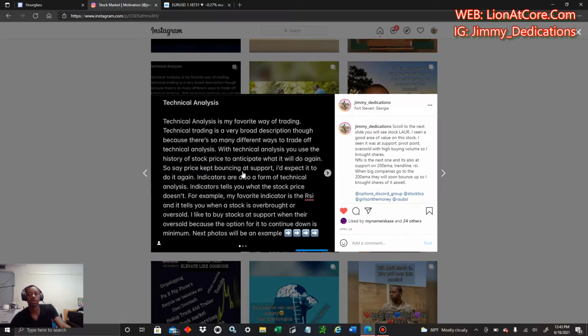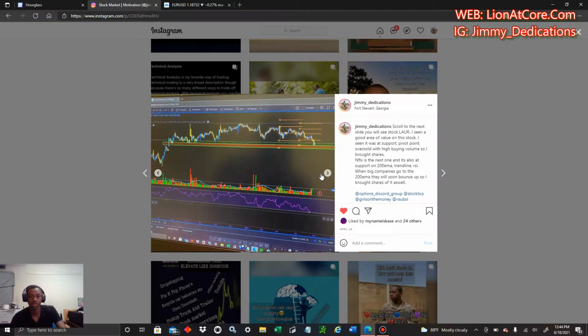Indicators are also a form of technical analysis. Indicators tell you what the stock price doesn't. For example, my favorite indicator is the RSI, and it tells you when a stock is overbought or oversold. I like to buy stocks at support when they're oversold because the option for it to continue going down is minimal. And I actually got some photos in here to explain.